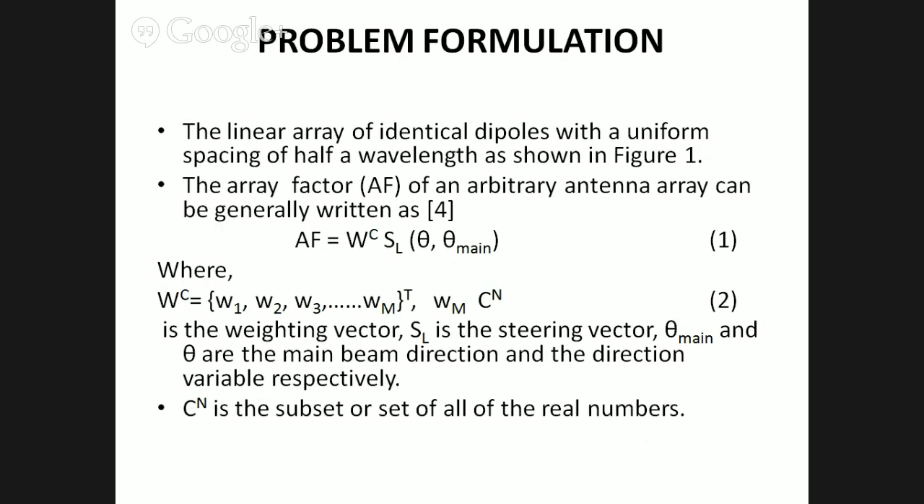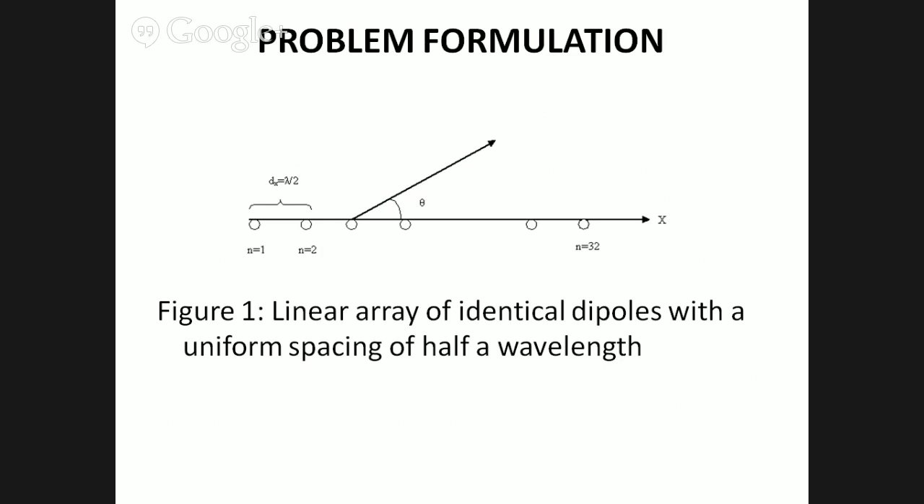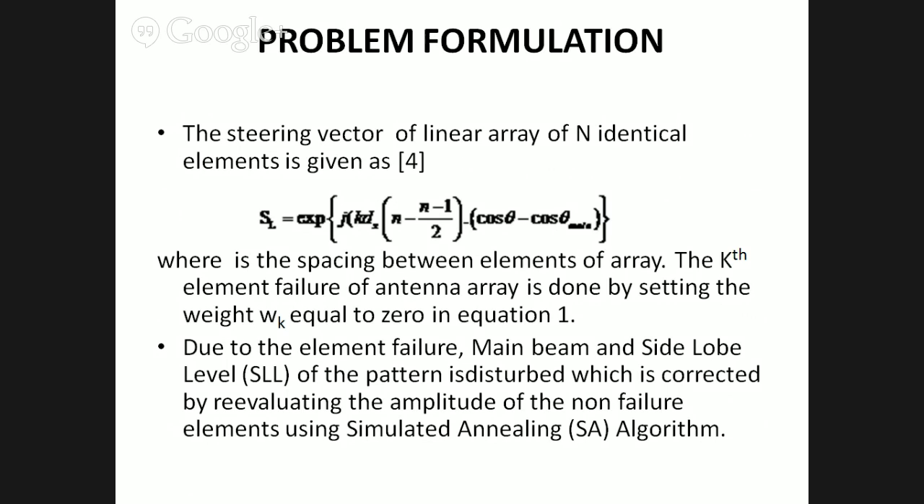This is the problem formulation. This is the simple array factor equation. It has been implemented in MATLAB, and then these are the weights. If an element is properly working, this weight is non-zero. But if some element has failed, then we consider this weight as 0. Suppose the third element in the array has failed, then we take W3 as 0. This shows the geometry of the linear antenna array. Then this is the steering vector of the linear antenna array, to point the beam in a particular direction.